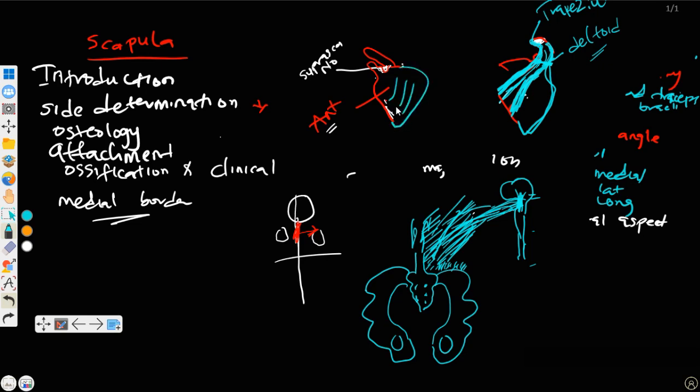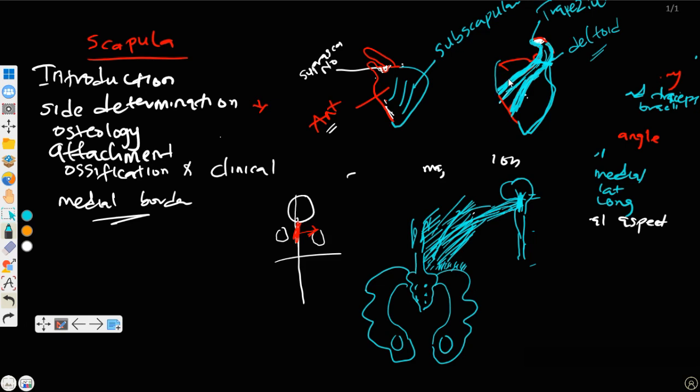The anterior surface has three ridges. These ridges help for the attachment of muscle, and the muscle that is arising from this anterior surface is called the subscapularis, which is part of the rotator cuff muscles present in the shoulder. It helps to stabilize the shoulder and helps the shoulder to rotate properly. So the subscapularis gets origin from the anterior surface of the scapula.